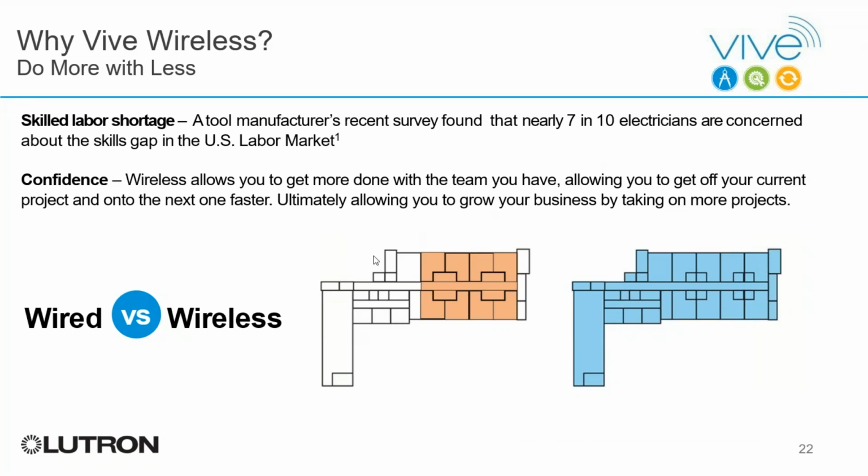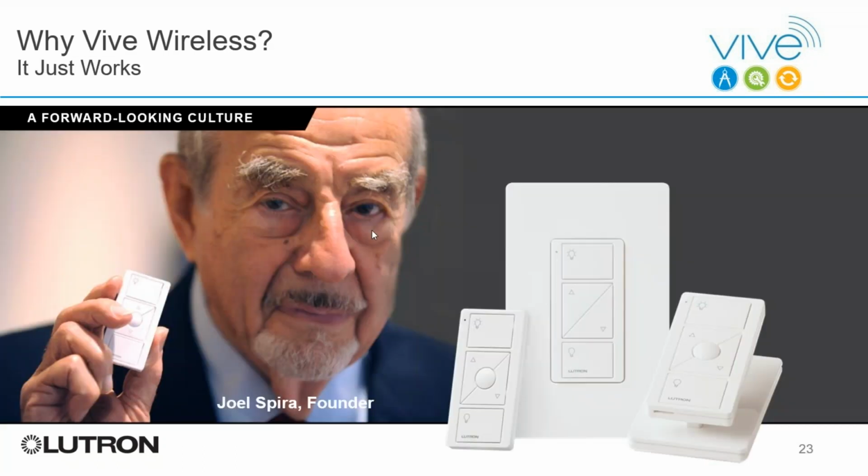So if we look at those 3 things, install faster, overcome the unexpected, and do more with less, you can really see how wireless lighting control can apply to these real life problems that we face in terms of contracting and getting commercial jobs done. Now, the flip side is, okay, well, I've seen wireless control before, and I'm not sure it's going to work.